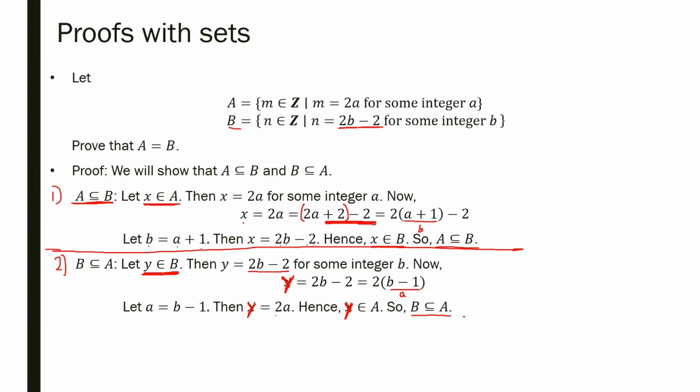Since A is a subset of B, and B is a subset of A, it must be the case that A and B are the exact same set.